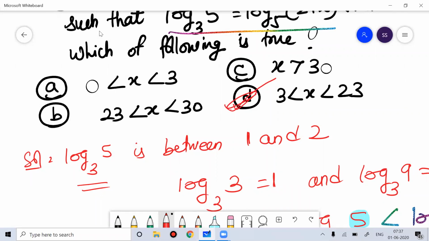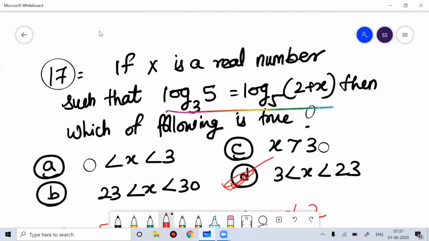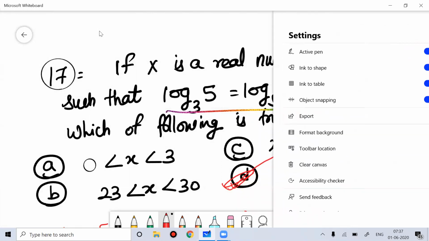Clear, right, everyone? Fine. So let's do the next problem.